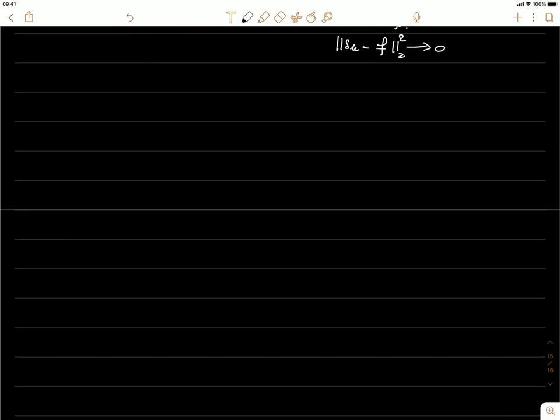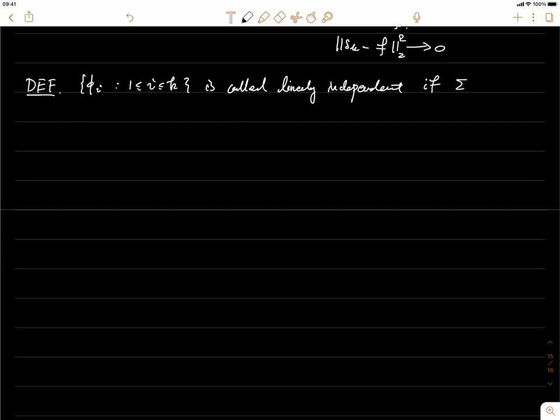Now let's introduce a related concept called linear independence. If we want to construct an orthonormal basis, we can start from a set of linearly independent functions and then orthogonalize those functions to get the basis. Let's say the sequence of functions phi is called linearly independent if any linear combination of them being zero implies that all the c i's need to be zero.